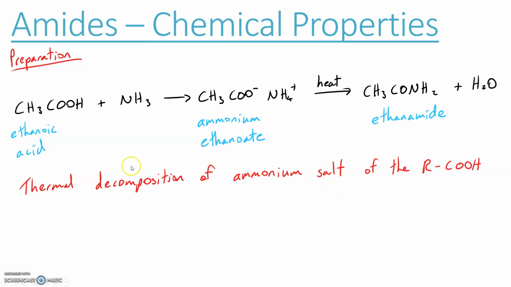Another way is by reacting a carboxylic acid with an amine or ammonia. We get a carboxylate salt, in this case ammonium ethanoate, and then the thermal decomposition of that salt produces an amide, a primary amide in this case, because we're reacting with ammonia.